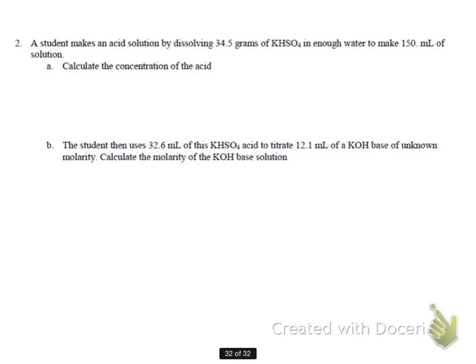Okay, one last example. In this one, we are going to make a standard acid by adding a specific mass of acid in order to make 150 milliliters of solution. So we're going to use our molarity equation to calculate the molarity of the acid. Then we're going to use this acid where we know the concentration to figure out a base where we don't know the concentration. So we have to do step A first.